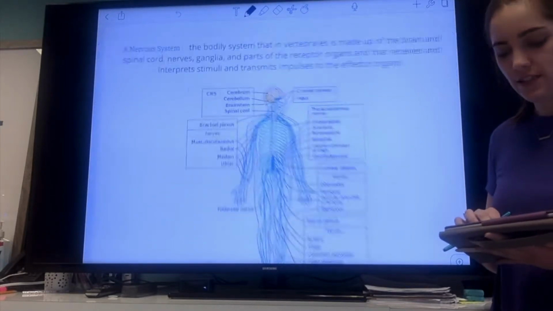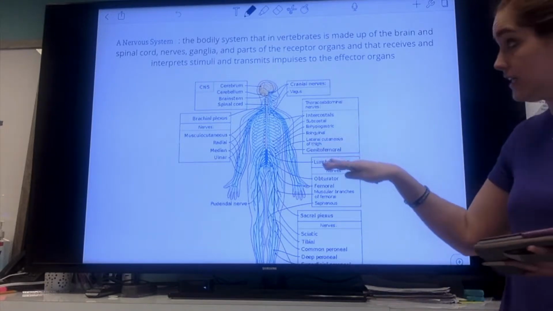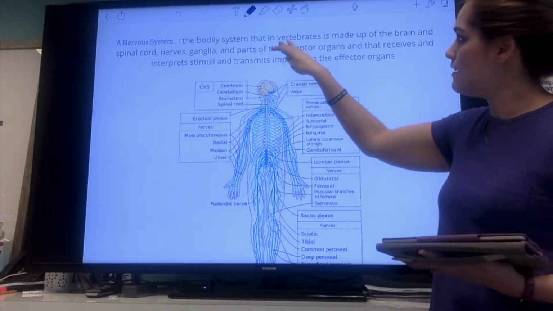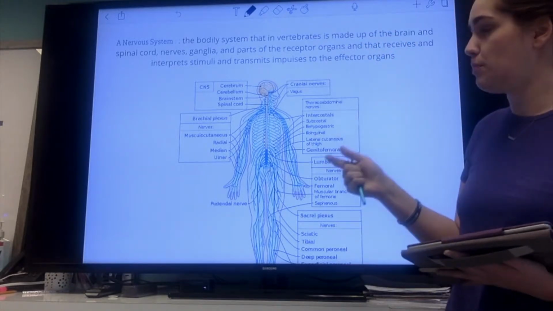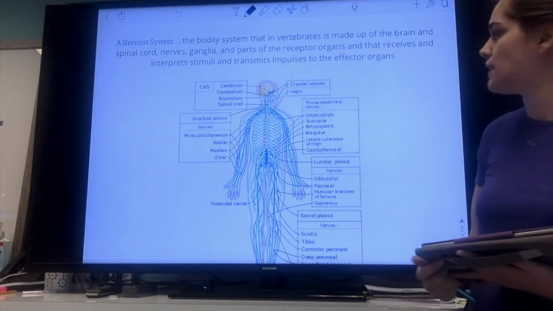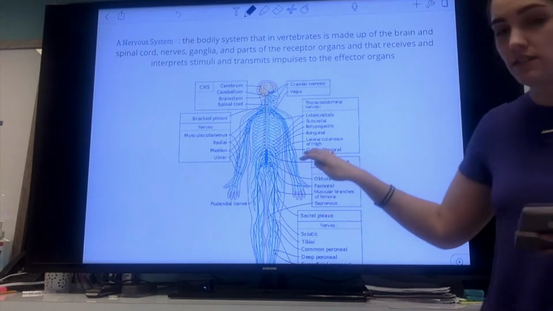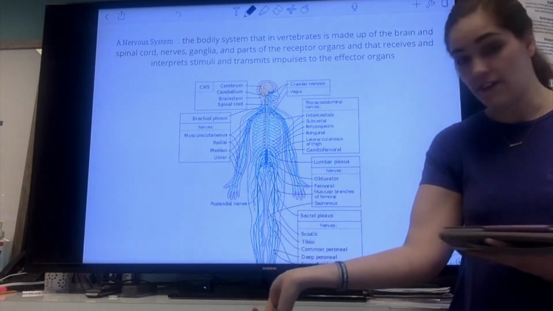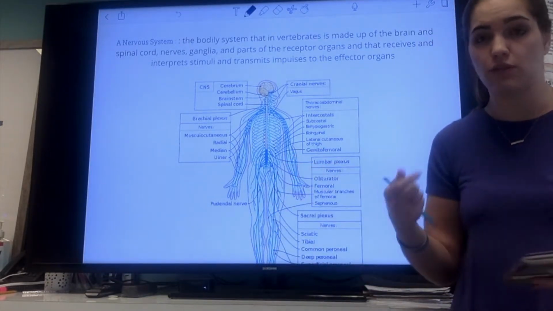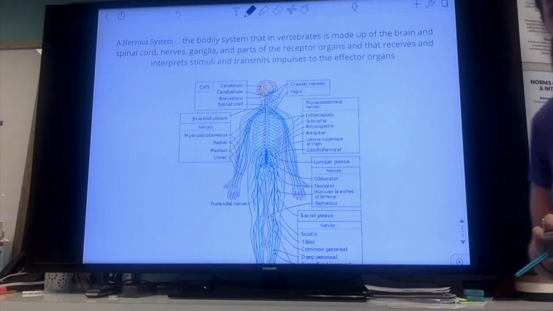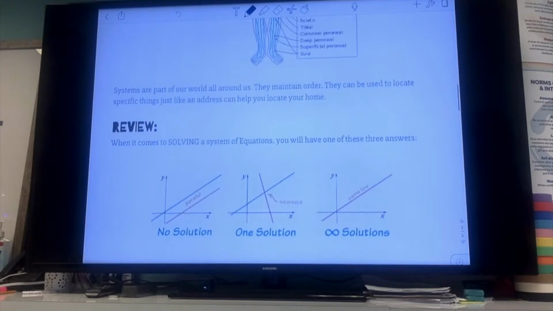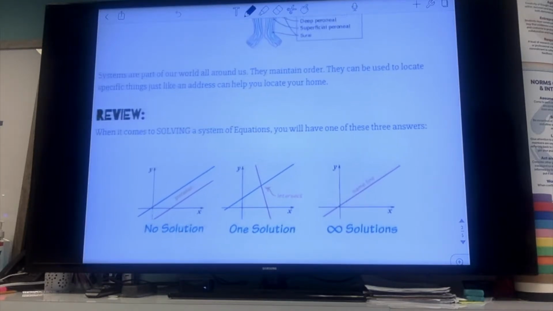Now, what about a nervous system that's right within the body? A bodily system that in vertebrates is made up of the brain, spinal cord, nerves, ganglia, and part of the receptor organs. So we have this system, right? Even if you look at the veins in your arm or in your skin, you know that there's more than one thing going on in there, at least I hope so. Now, let's just collect those thoughts.